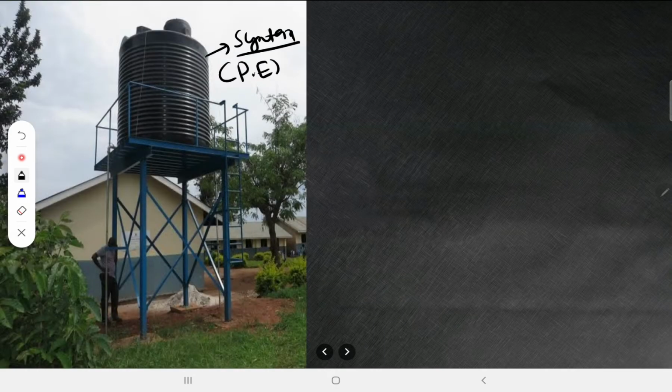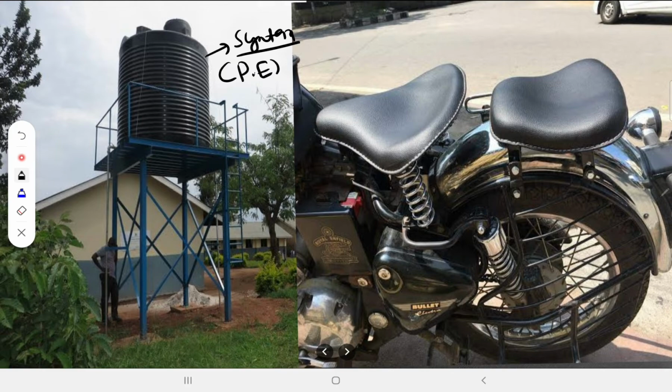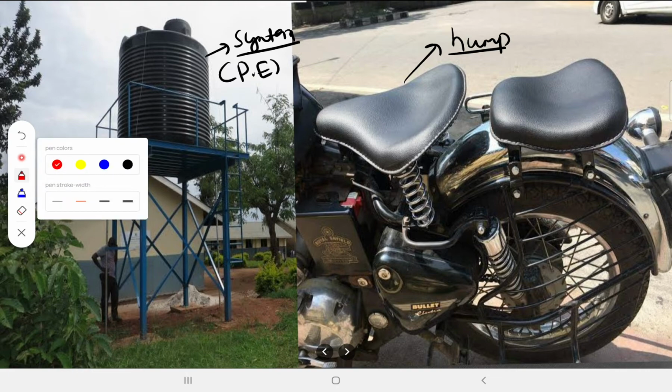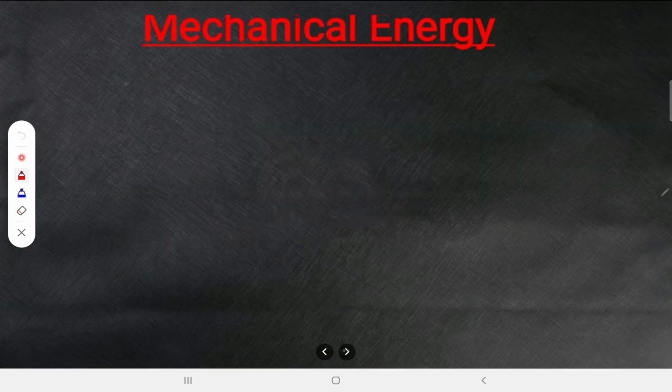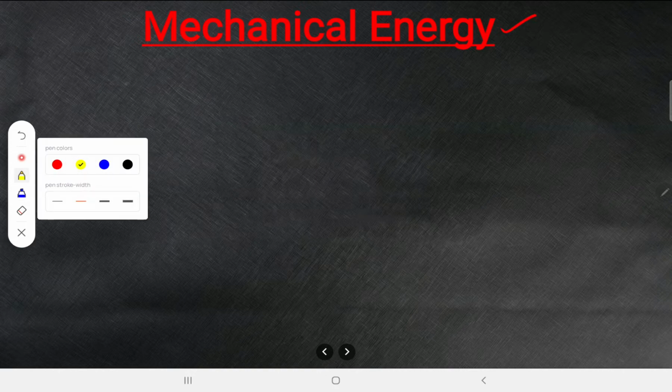There is one more example. Look at this, this is a spring. I have already explained what happens there. Whenever a hump comes, due to the pressure on the seat, the spring goes down and stores some energy, and again it bounces back so that the seat returns to its original position and you have a smooth ride. That's why this spring is given. That is also one kind of energy, spring energy. Now by discussing all these things, we are coming to one important definition, known as mechanical energy. About this mechanical energy we will be studying in 9th standard.